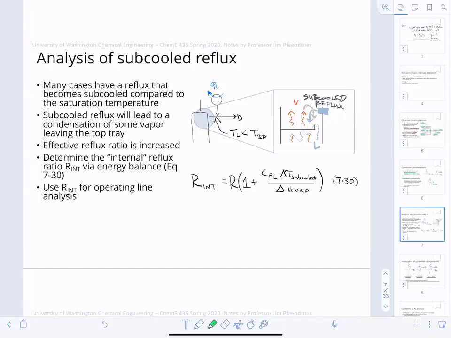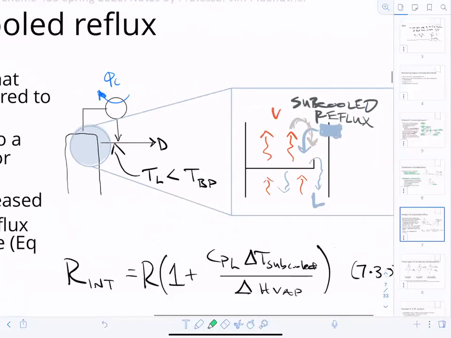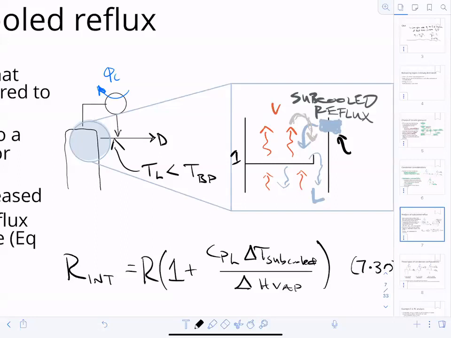So I drew this schematic here. This blue little thing, that's our valve. So our subcooled reflux is entering the top tray right there. This is tray number one in our column. And what's going to happen is that the vapor rising from tray one, or stage one, is going to become condensed because it's a subcooled reflux compared to the saturation temperature.